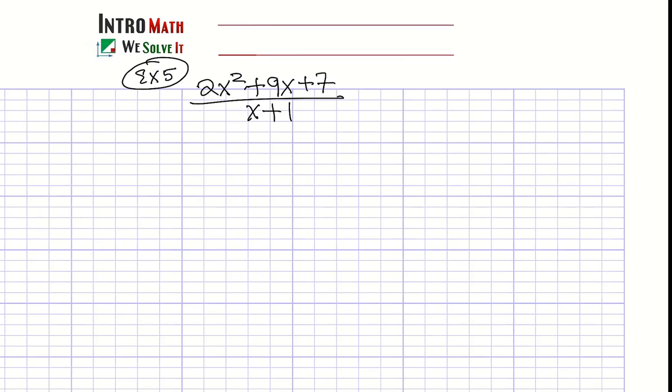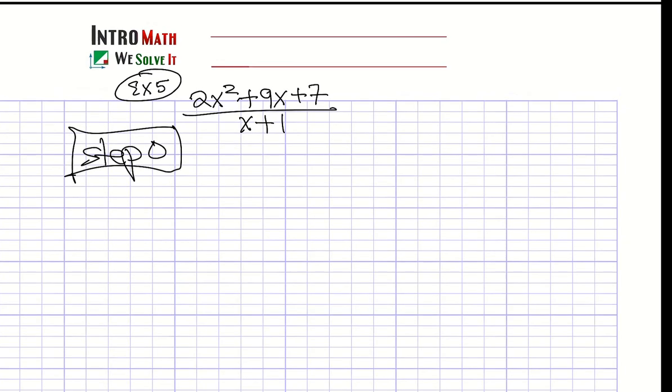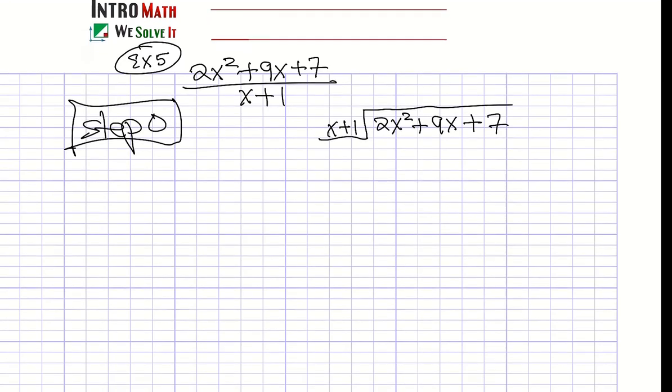Alright, so what is our step 0? We eyeball stuff. We don't see anything missing. So we'll write it like this: x plus 1, like that, okay, 2x squared plus 9x plus 7. You see that, right? So we're done with step 0. We go to step 1.